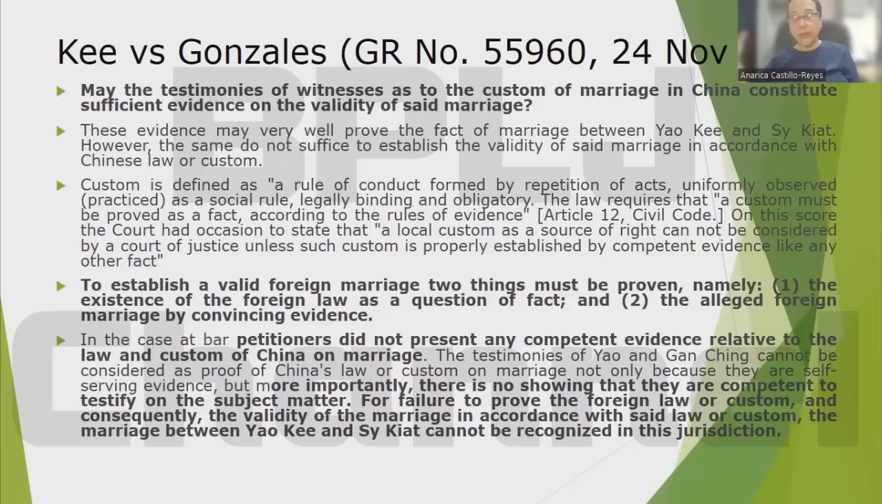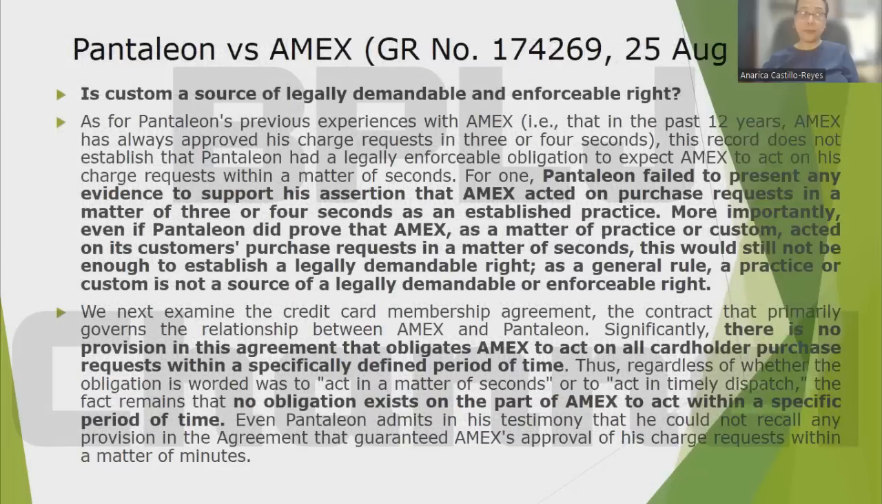Okay, in law, you have it documented. In custom, you have to establish it as a matter of fact. Okay, complying with the rules of evidence. So in this case, petitioners did not present any competent evidence relative to the law and custom of China on marriage. There is no showing that they are competent to testify on the matter. For failure to prove the foreign law, the validity of the marriage in accordance with said law or custom, the marriage cannot be recognized in this jurisdiction.